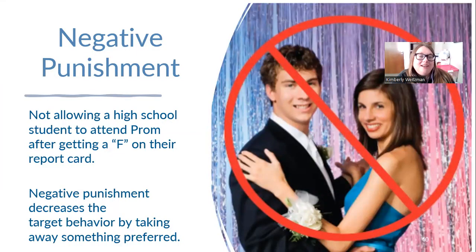Negative punishment, on the other hand, is the other side of the coin: not allowing a high school student to attend prom if they have an F on their report card. So taking away something that is seen to be positive to that person or desirable when we have an undesirable behavior. So negative punishment decreases the target behavior by taking away something that is preferred or desired.